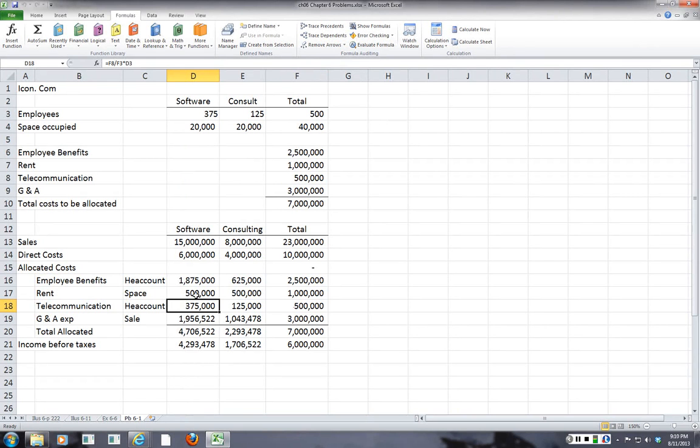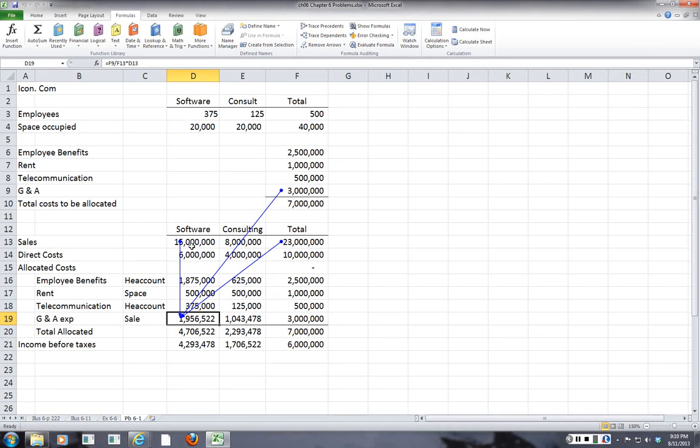Now rent, that's based on space available. Well, it's $1 million, 20,000 square feet for each one of them. So they split that cost, it's 500,000 apiece. And then G&A expense, they said, is based on sales. So let's see. We've got the total 3 million of G&A.